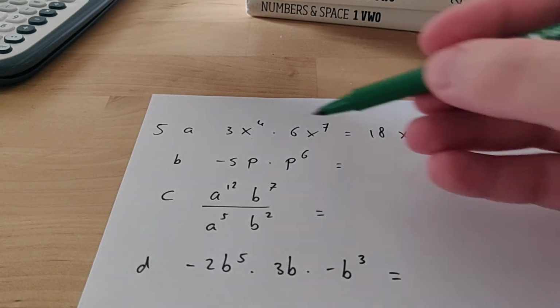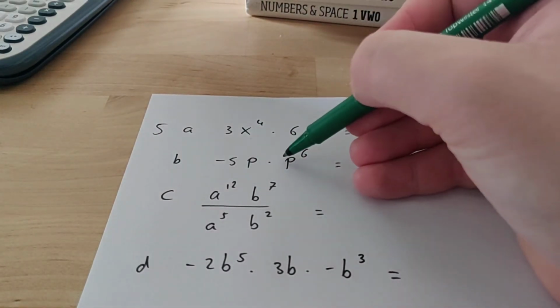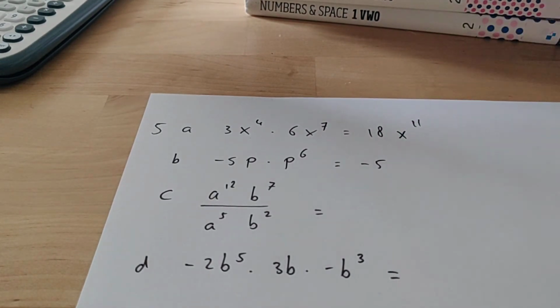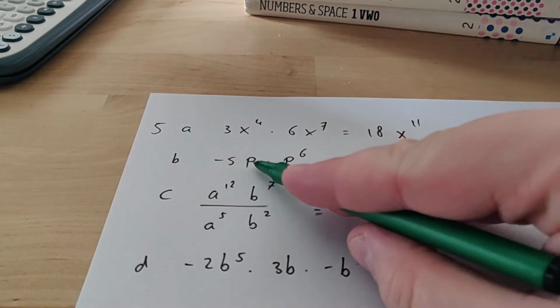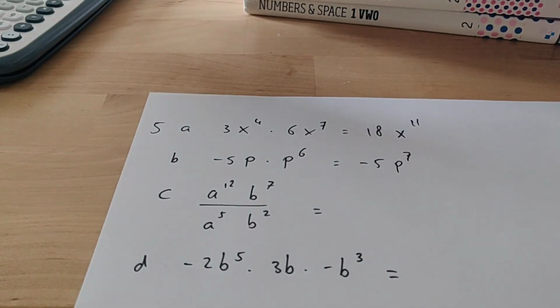Question B, we have minus 5p times p to the power of 6. Now it says minus 5 here, and there is no number in front of the other p, so we're just going to write down minus 5p here. And then p times p to the power of 6, together that's p to the power of 7. So that's the answer for 5b.